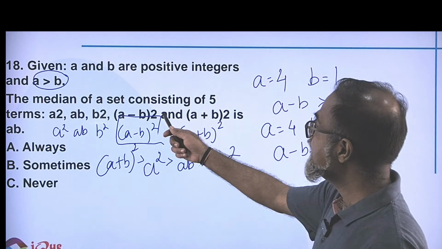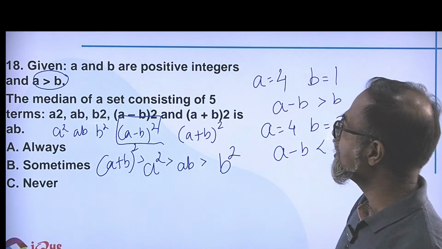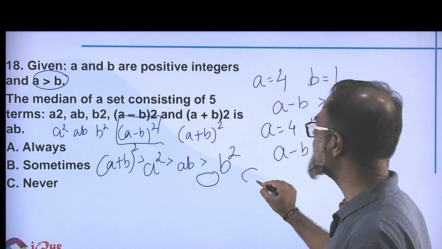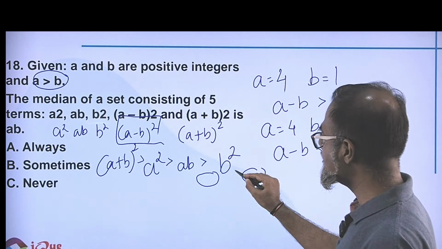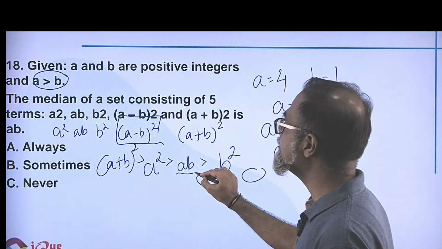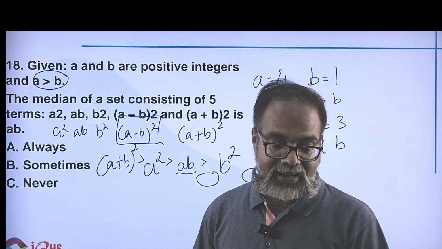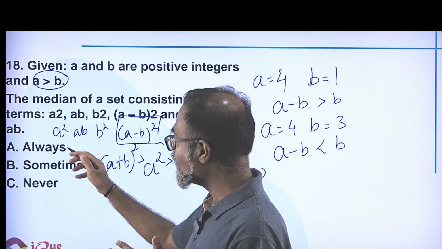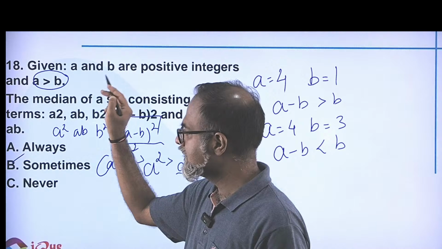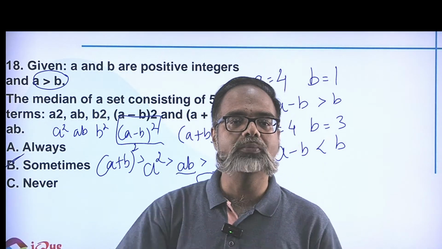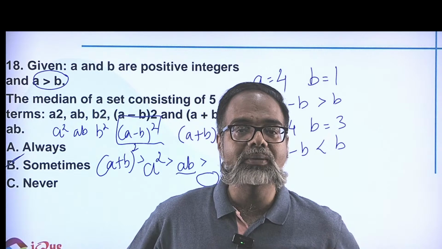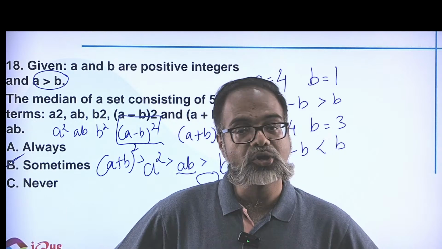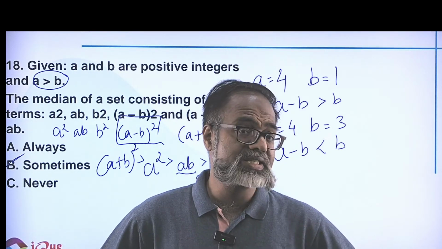So the median of the set consisting of 5 terms, if I am not able to figure out whether a minus b comes here or here, if a minus b is somewhere, then ab could be the median. But if it is somewhere else, then I'm not sure whether it is going to be there. It can be anywhere. And because of that, among always, never and sometimes, sometimes is relatively a safe option to mark and move ahead. It is possible to come up with a set of numbers where ab could be the median, but not necessarily true all the time, but not necessarily false all the time.